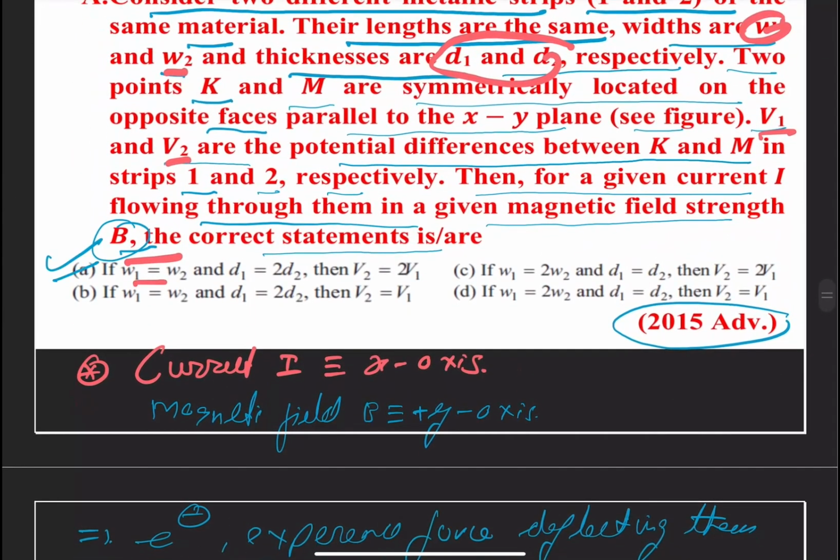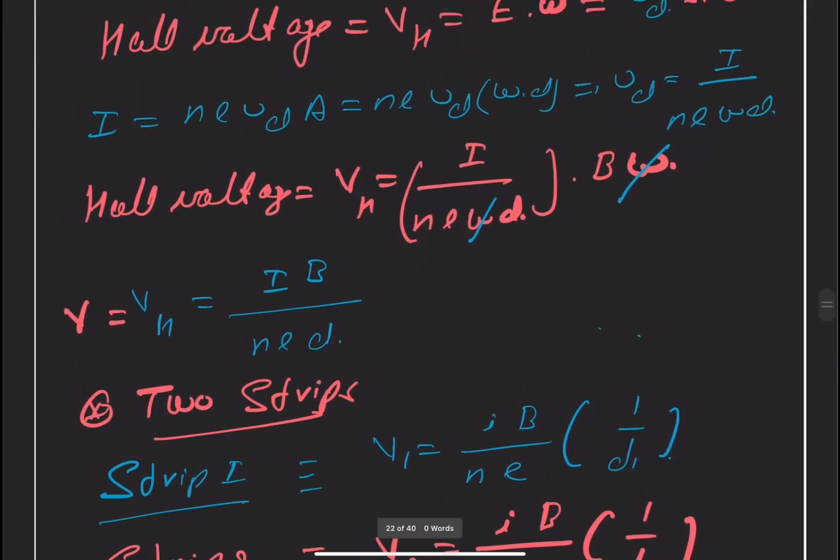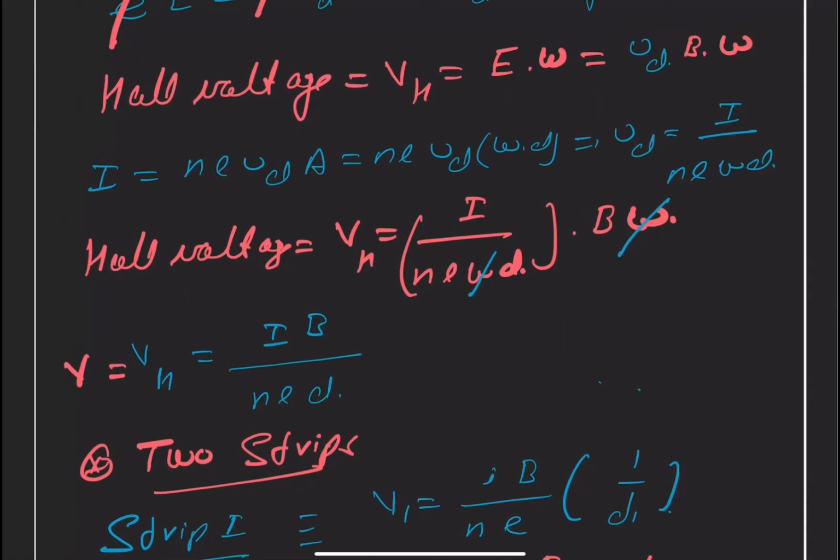So here option A and D are correct. Option B and C are incorrect. So here only one thing we have to remember, that the electric field should be multiplied by the W, not by D. Okay, so the reason is simple.